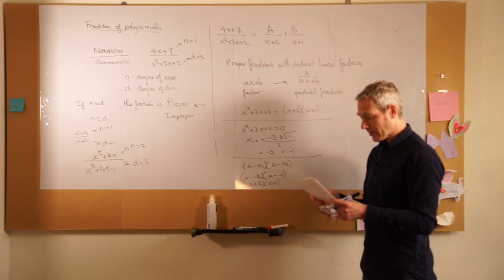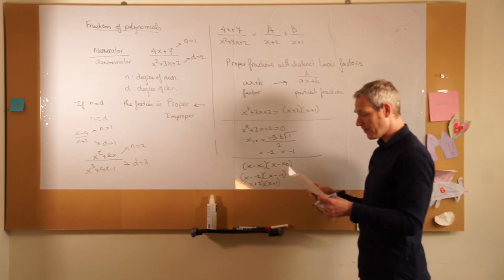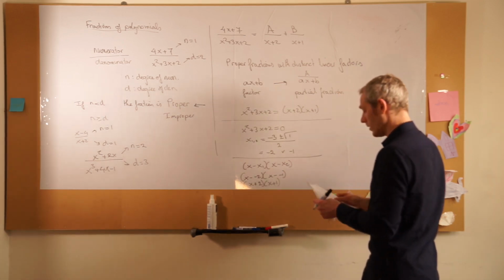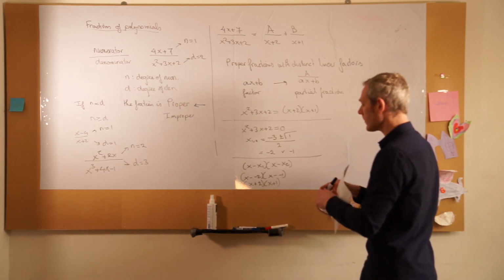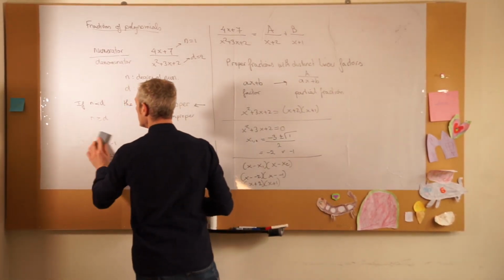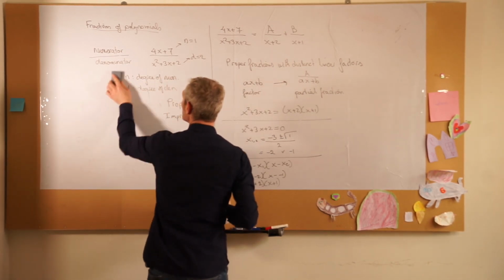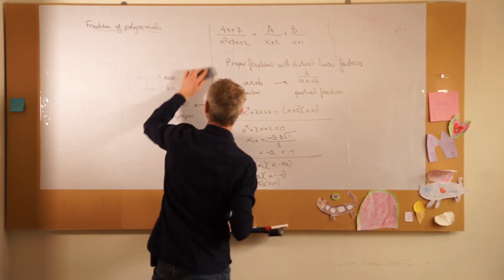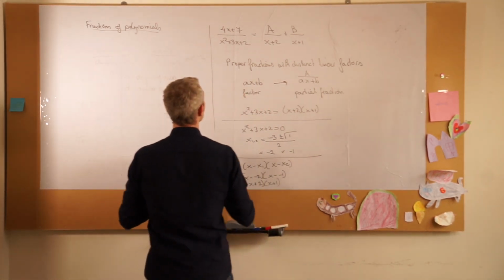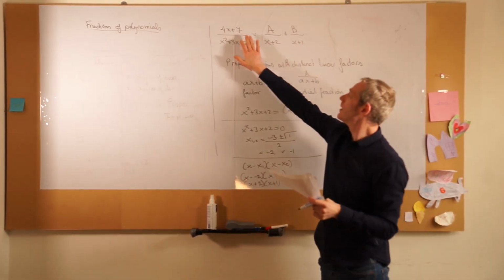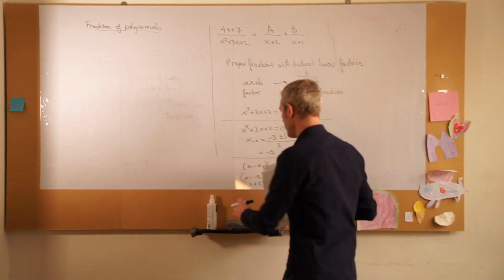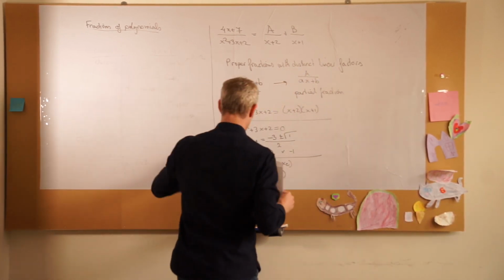Now, are we there yet? No, not quite, because we don't have a and b. So let us first solve this one properly and then continue on to the next case. So we know that this must be equal to that, but we don't know a and b. So how do we find a and b?